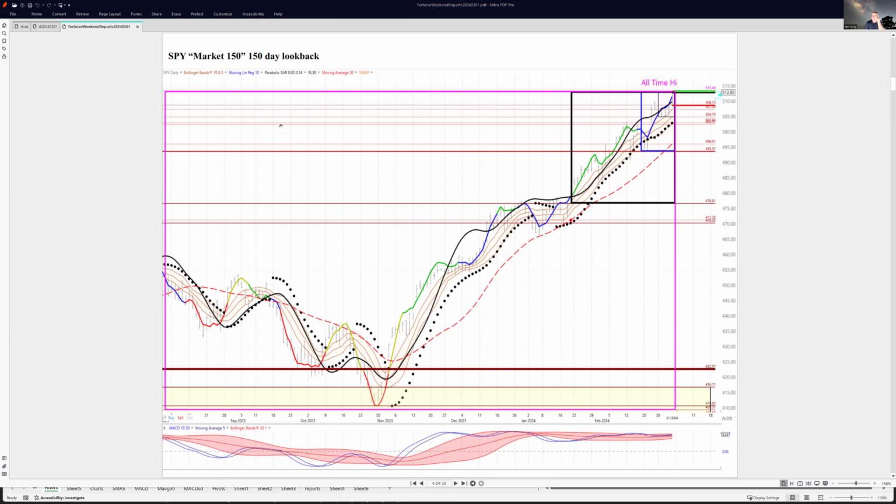Here's the daily charts on the 150-day look back. The purple box is the 150. This is the 30. That's the 10. That's the 5. And that's the 1. Closing at an all-time high close. What's not to love? Where do you put your stops?